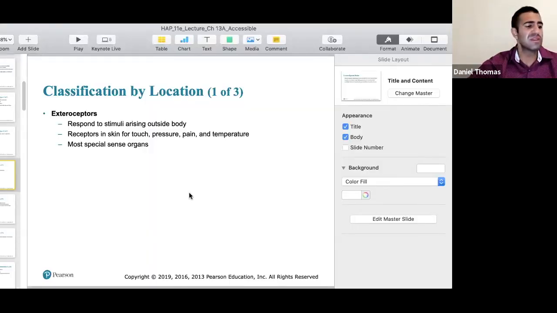So we're going to talk about the different classes of receptors. And basically, there are three classifications: exteroreceptors, interoreceptors, and proprioceptors. The exteroreceptors, what they do is that they're going to detect stimuli that comes from the outside of the body. Well, actually, it isn't fair to say mainly in the integument system. It's anything where the stimuli comes from outside the body.